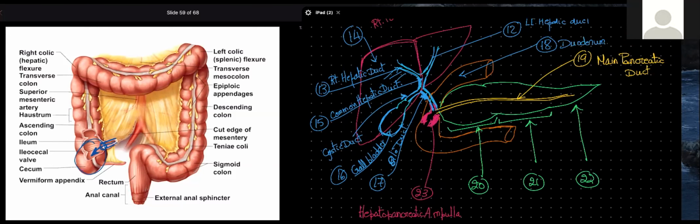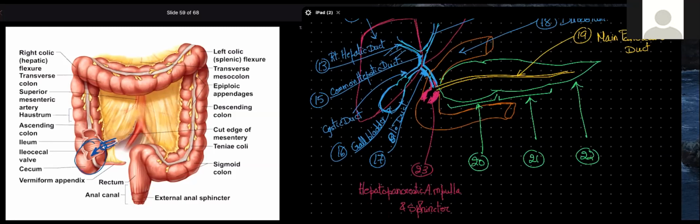The pancreas, if you remember, has three main parts: head, body, and tail of the pancreas.